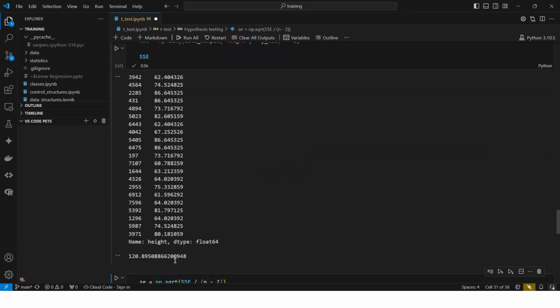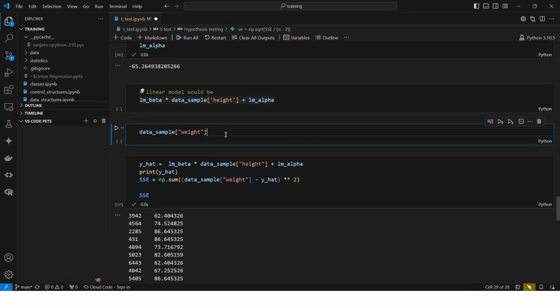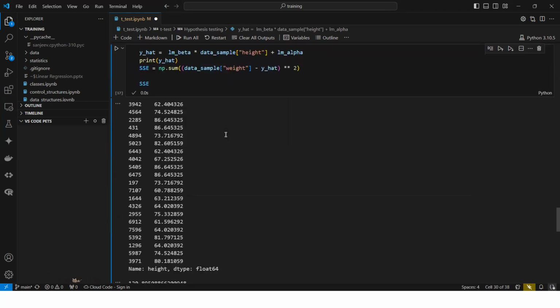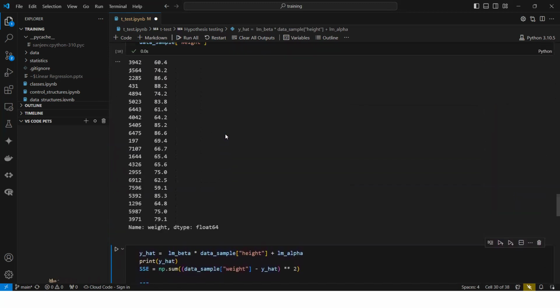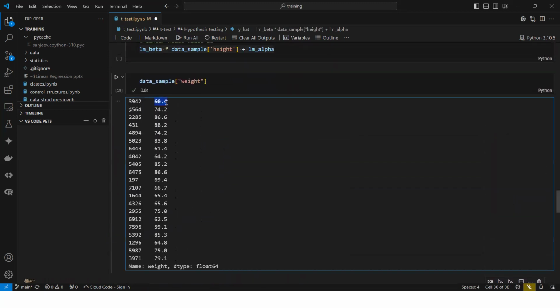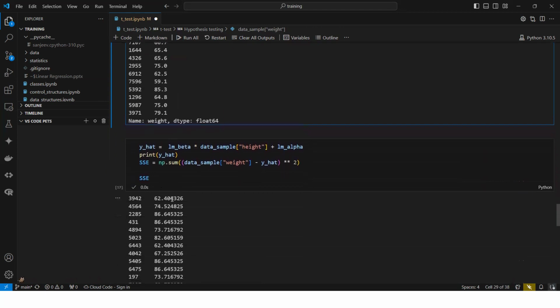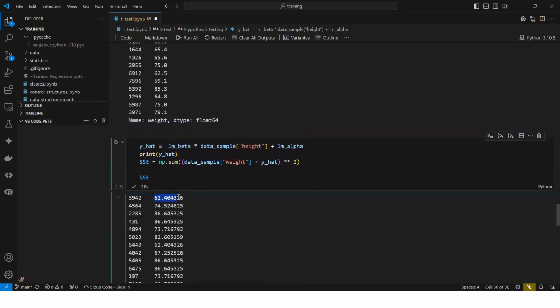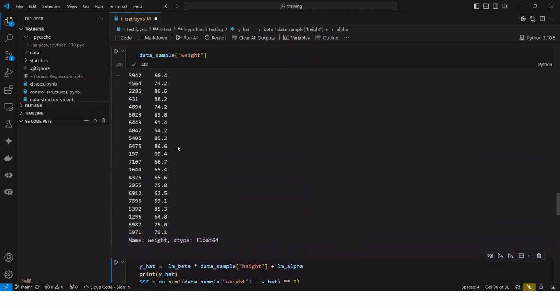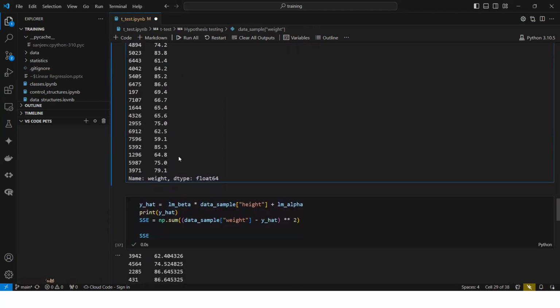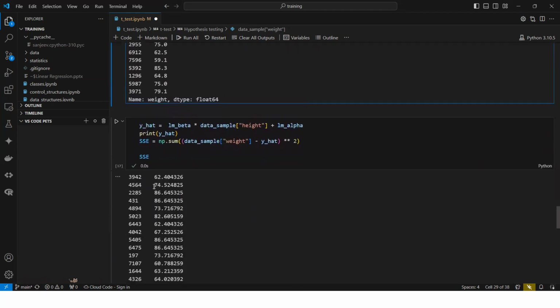These are the predicted values, and you have the sum of squared errors as 120, as compared to the ground truths. Now, what is my ground truth? Say, for example, for the first one, the ground truth is 60.4, and we are getting 62.4, approximately somewhere close to the real value. And for the second one, it is 74.2, and we get 74.5, somewhat near.